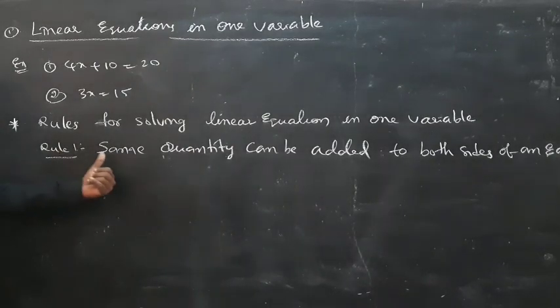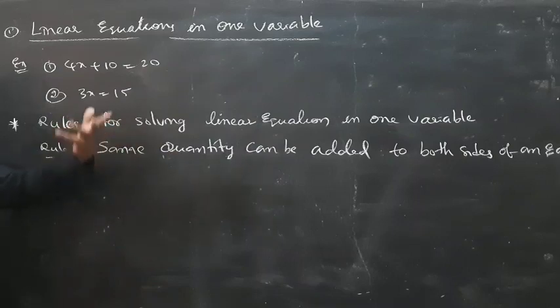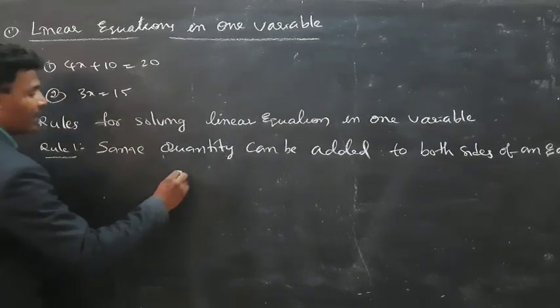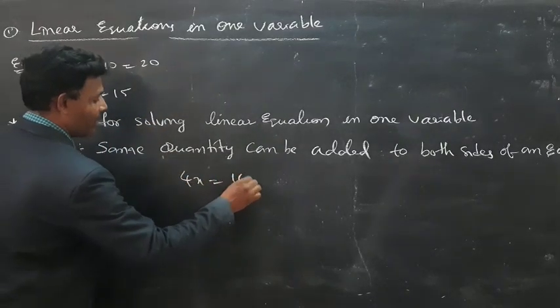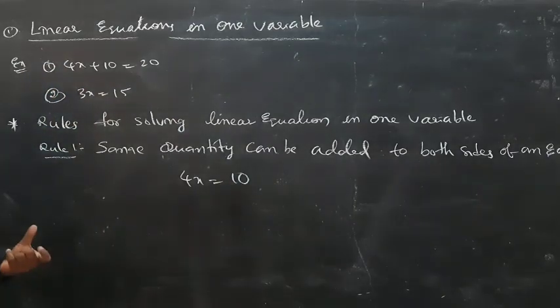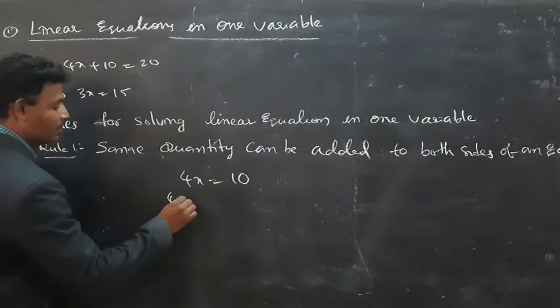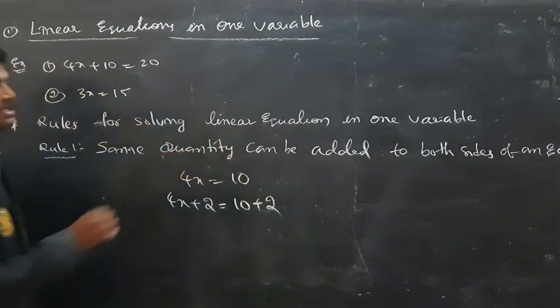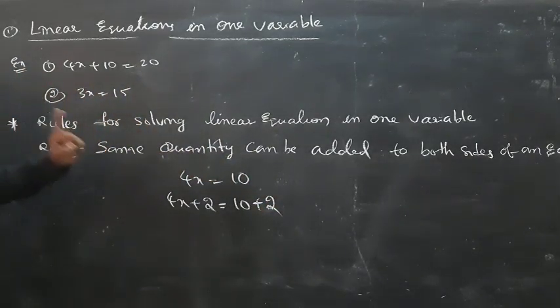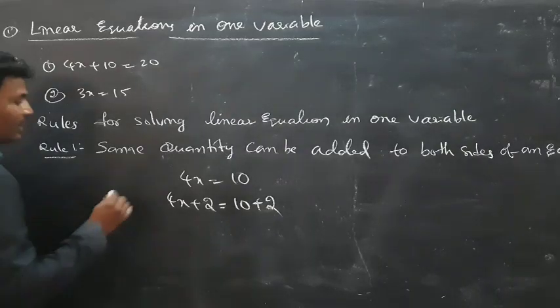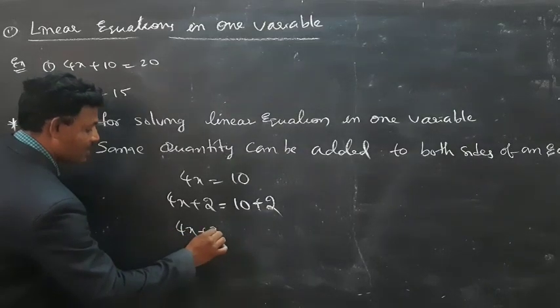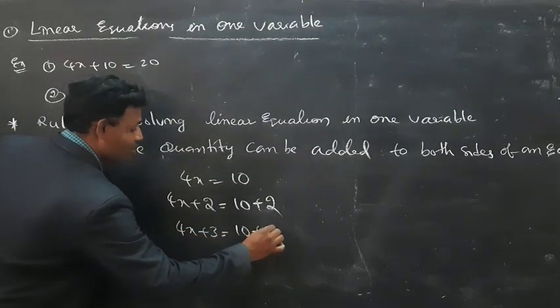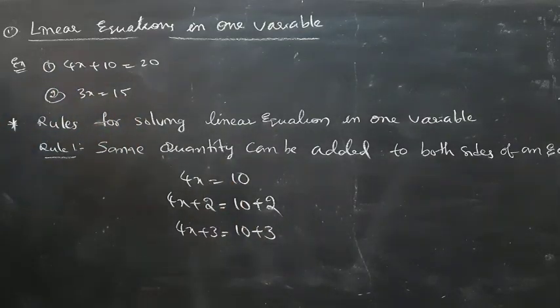First rule, the same quantity can be added to both sides. For example, here 4x is equal to 10. Same quantity means if I add plus 2 on the LHS side, you have to add plus 2 on the RHS side. The same quantity can be added to both sides. For example, if I add plus 3 on the left side, we can add plus 3 also on the right side. So this is rule 1.